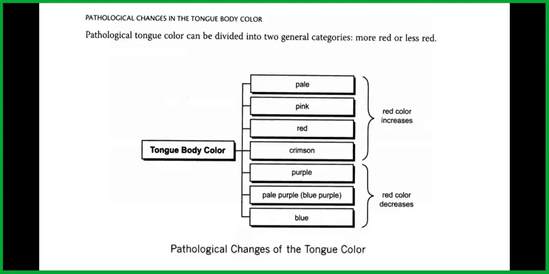The pathological tongue color can be divided into two general categories: more red or less red. When the red color increases, it will look pale, pink, red, or crimson. When the red color decreases, it will be purple, pale purple, or blue.